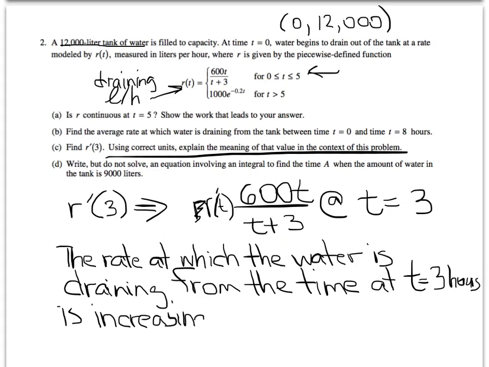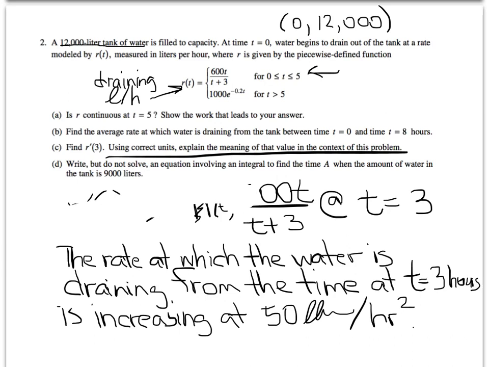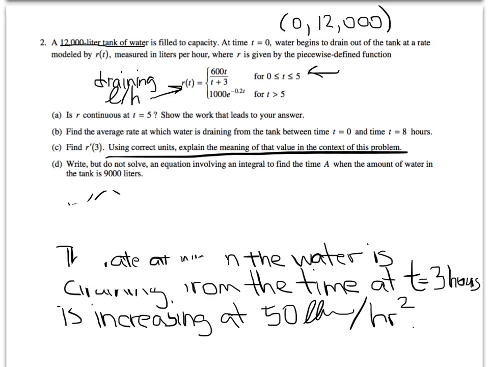And what is that rate that it's increasing at? At 50 liters. Now since it's the second derivative, it's going to be per hour squared. There you go. That's how that would be done properly. Make sure you use the units in the situation and state it correctly.